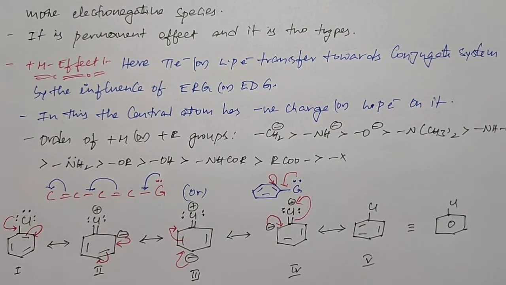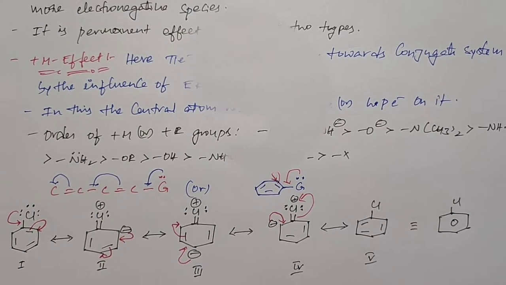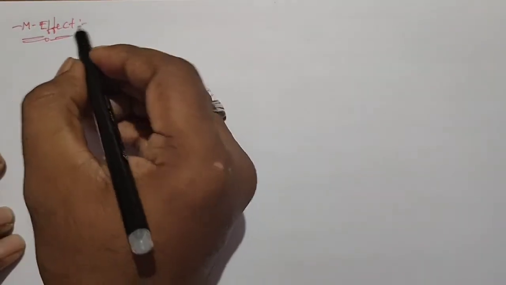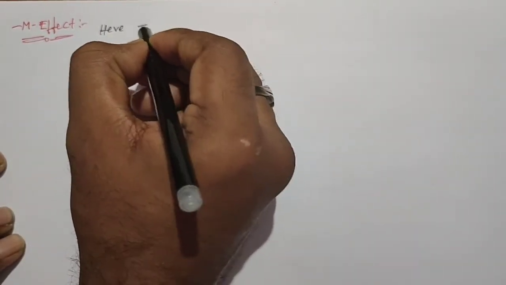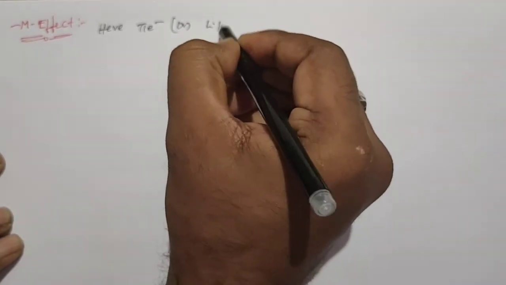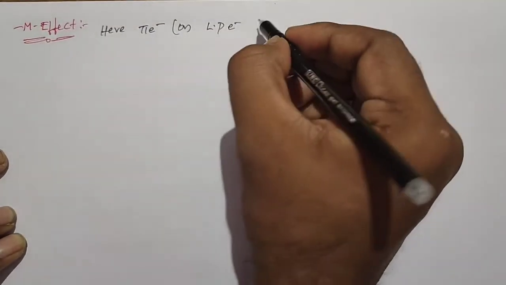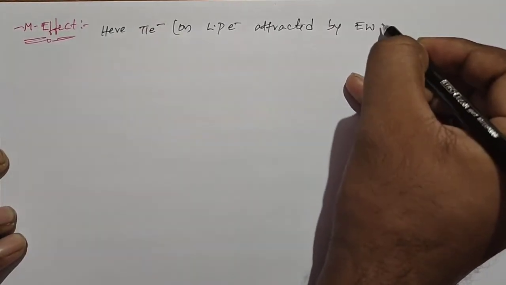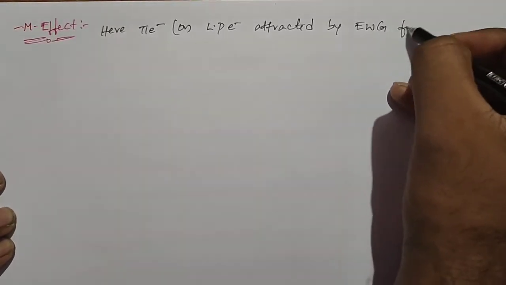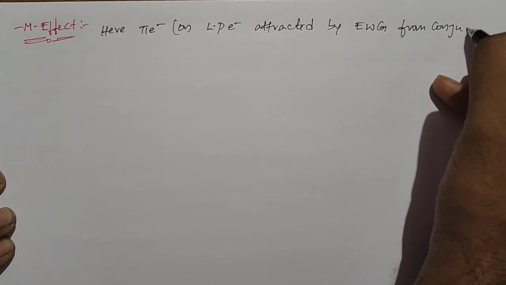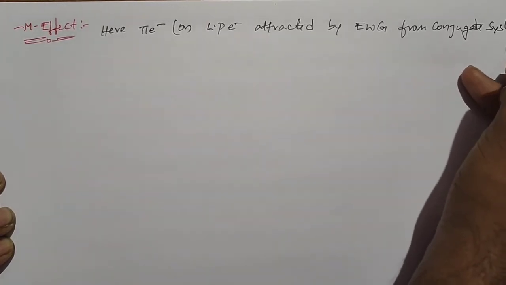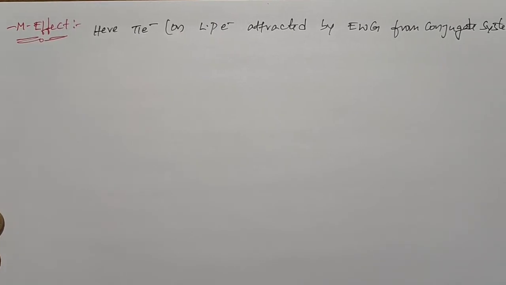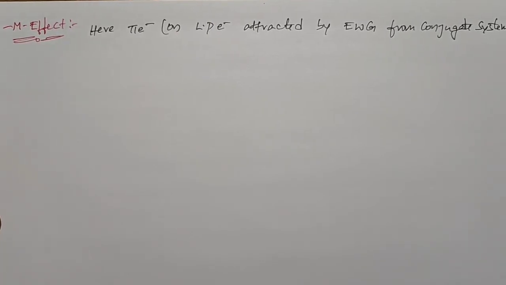So the next category is the minus M effect. In the minus M effect, the pi electrons or lone pair electrons are attracted by an electron withdrawing group from the conjugate system. Here pi electrons or lone pair electrons are attracted by electron withdrawing groups from a conjugate system.